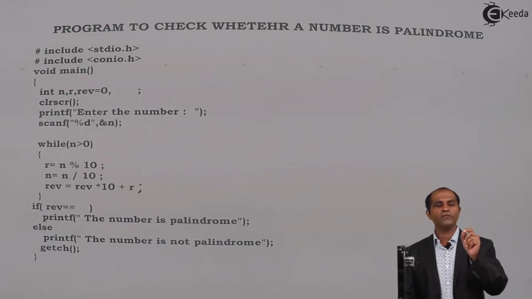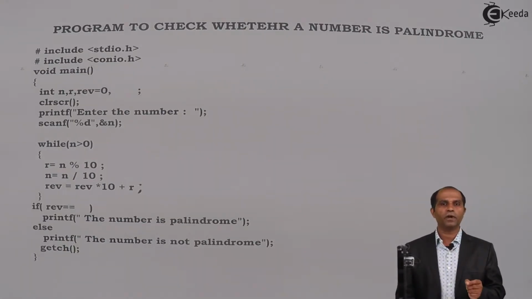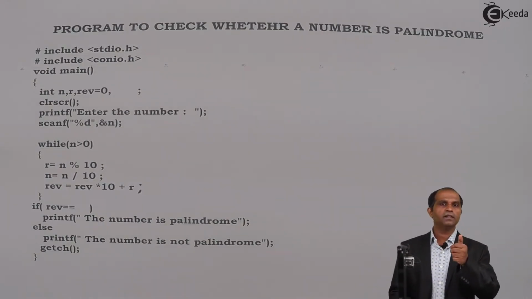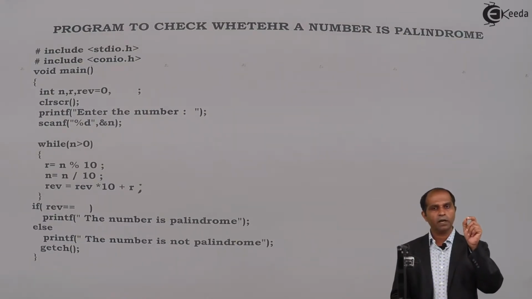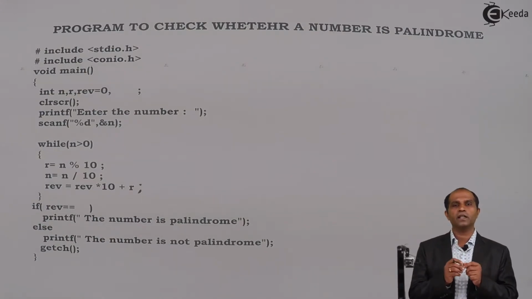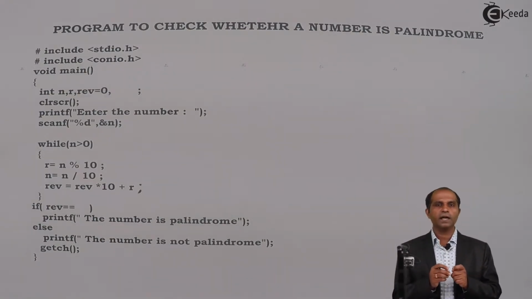If I have a number, say 523, the reverse of this number is 325. So 523 is not a palindrome number because when I reverse it, it is not the same. If I have a number, say 111, the reverse of this number is again 111. Hence, we call this a palindrome number.